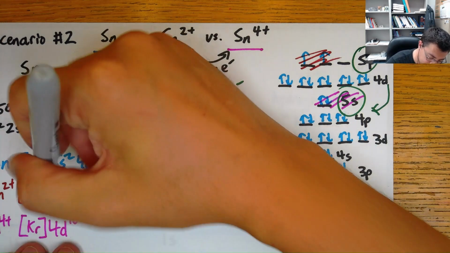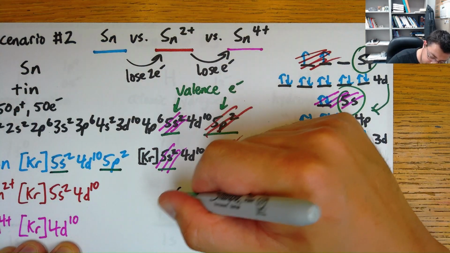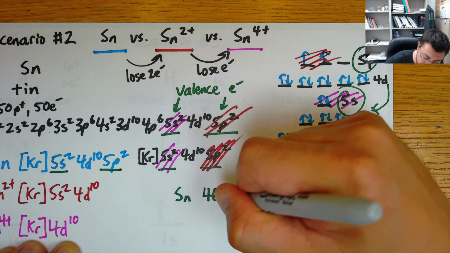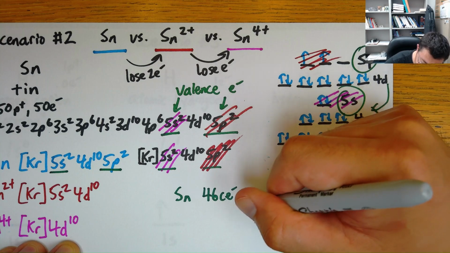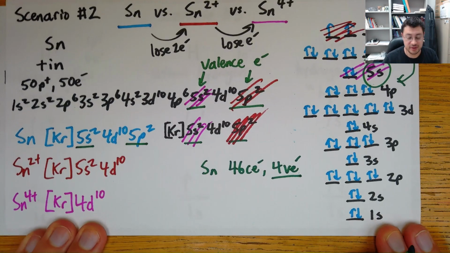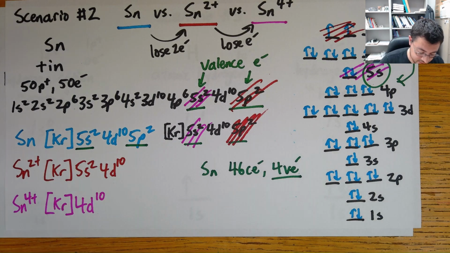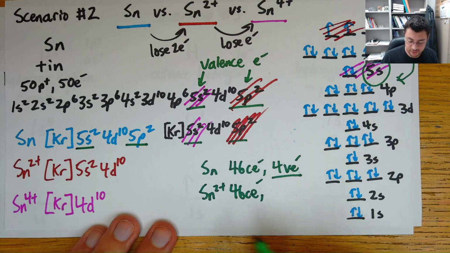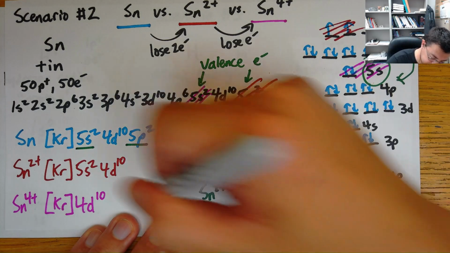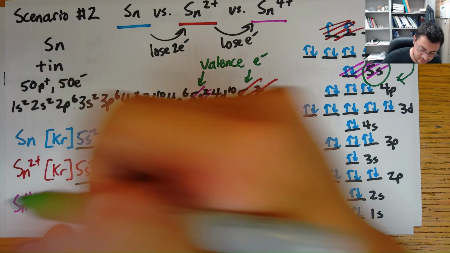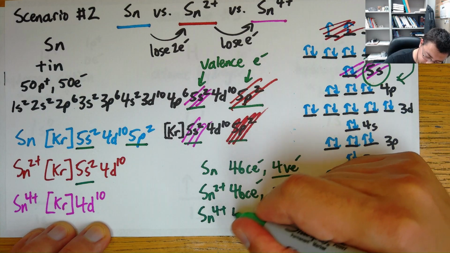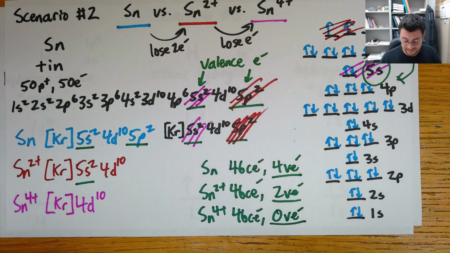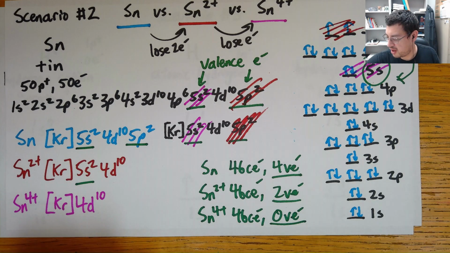Tin is element 50, so we had 46 core electrons, 4 valence electrons, and we're most interested in that valence count. And then for tin 2+, the core doesn't change. It's the core. 46 core electrons, 2 valence electrons. And then for tin 4+, 46 core electrons, but we've lost all of our valence, so we have 0 valence electrons. Hopefully that helped.